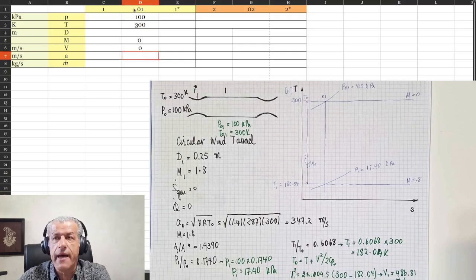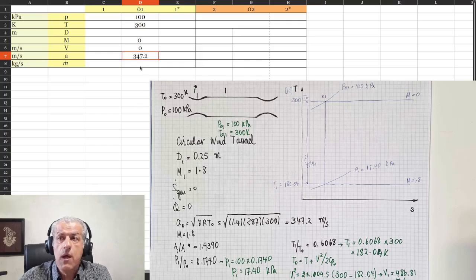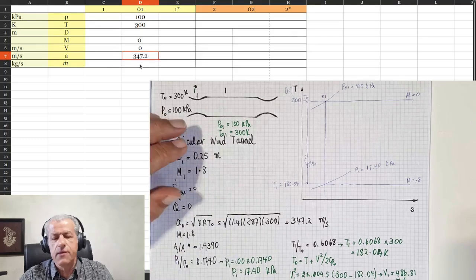The speed of sound at point 01, we calculated, is 347.2, and M dot would be the same as we have calculated. We couldn't put it here because we have to say M dot equals rho A V, and we have assumed A to be infinity and V to be 0, and therefore it's an ambiguous multiplication. We have the value somewhere else, but there's no point in presenting it here.